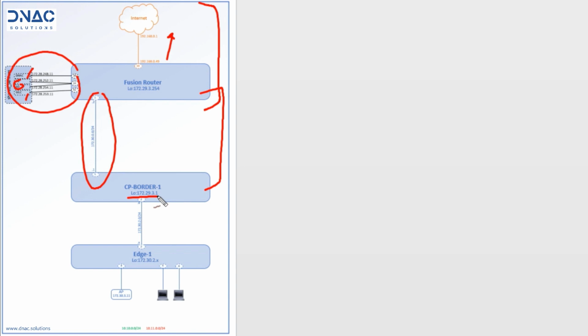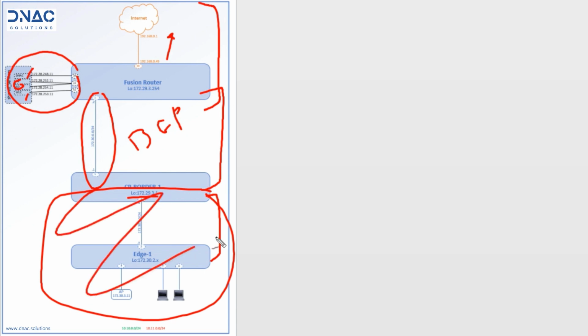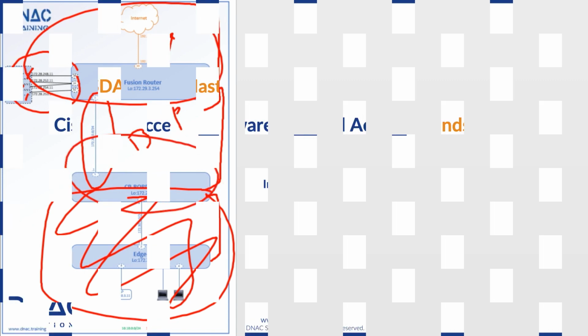So we will configure two routing protocols. As we mentioned, it's going to be BGP between the Fusion router and the border, and then the third section is going to be IS-IS between the border and the edge. Now, the third section is going to be automated 100% by DNA Center. So we will not do anything manually in this section, and we will delete it from the diagram. Then we can concentrate on the configuration for the Fusion router and the minimum configuration on the border. And for that, let's get started.